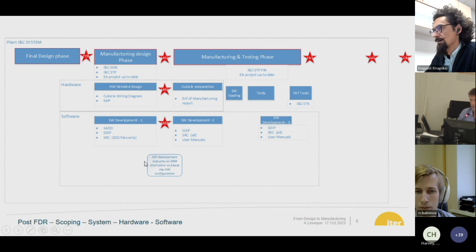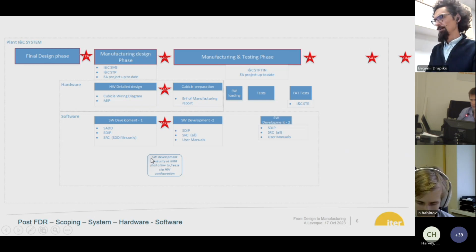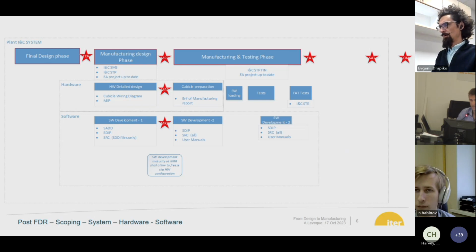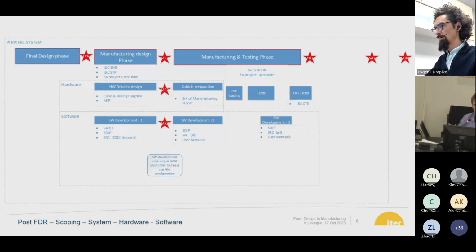So if we have doubts at IO, or if you have doubts at DA that your hardware solution, maybe you have doubts that for the solution taken for your system you will not be able to develop the software for it, we should not allow to start the manufacturing. Maybe you will have to start completely from another solution. So we should not start the manufacturing of the cubicle.